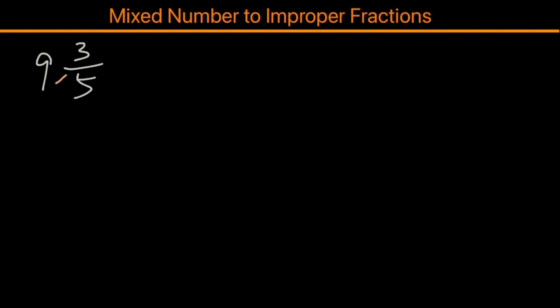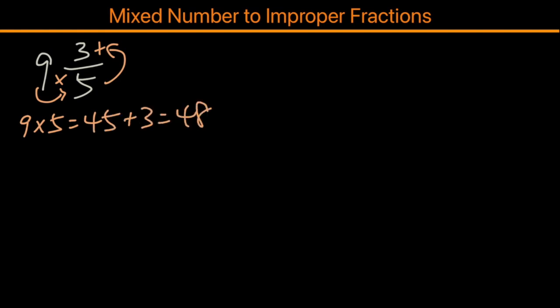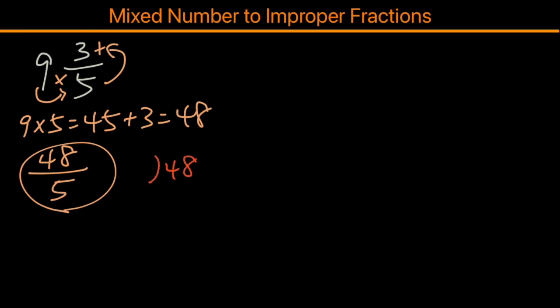So we're going to take 9 times 5 plus 3. So 9 times 5 is 45 plus 3 equals 48. So the improper fraction would be 48 over 5. Now to double check this, 48 divided by 5, we will have 9, 3 as a remainder.